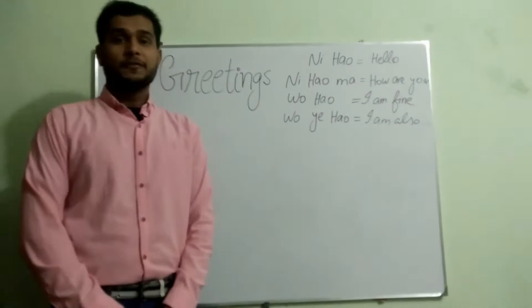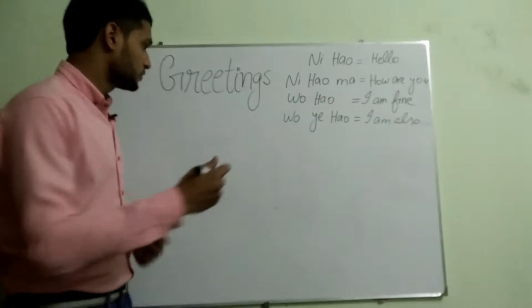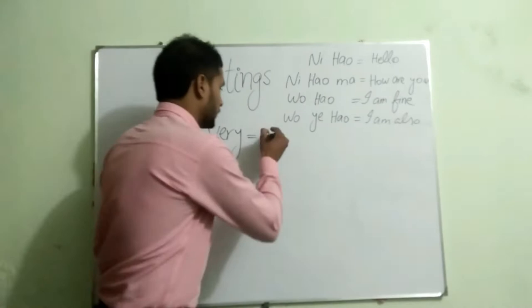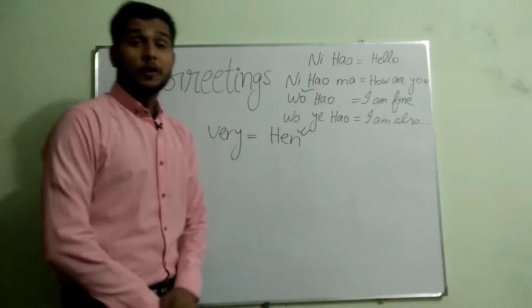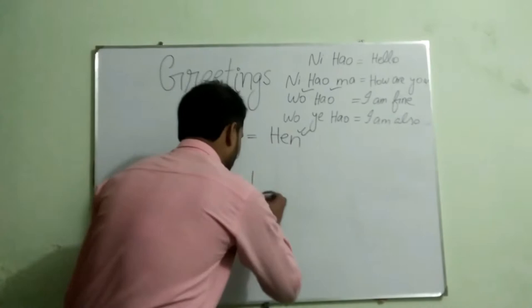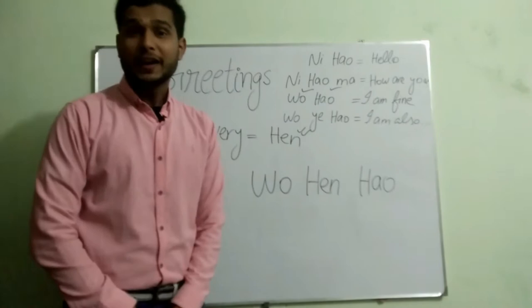Sometimes we are very excited and say, I am very good, not just I am good. So how to say very in Chinese? For very, we have the word hen, H-E-N. Hen means very. So how to use this in our sentences: for wo hao, wo hen hao. Its meaning is I am very good.